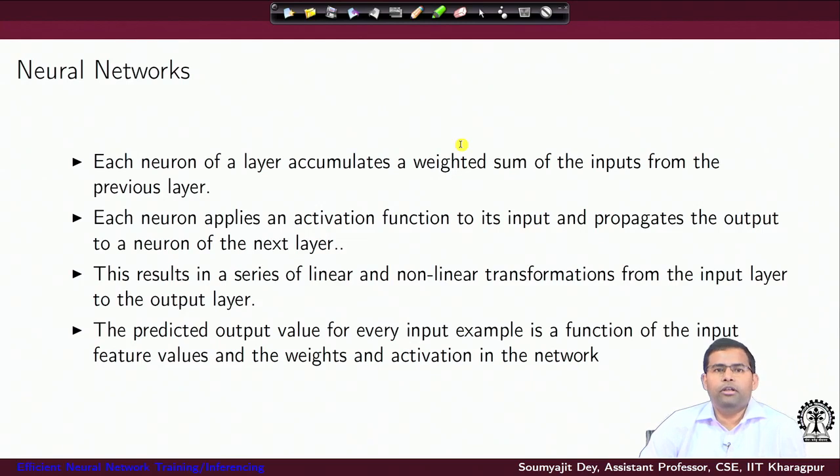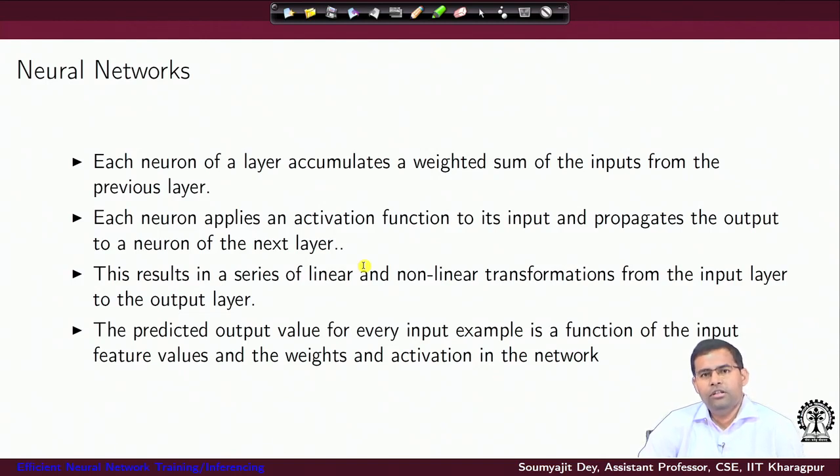Just doing a short summary here. For neural networks, each network has a set of neurons, and each of these neurons of a layer accumulates the weighted sum of inputs from the previous layer, and then a neuron fires. That means it applies its activation function, and it will simply propagate the output of this activation function to the neurons of the next layer, right. So, essentially in that way we have a series of linear followed by nonlinear transformations going on the inputs and propagating finally to the output layer.